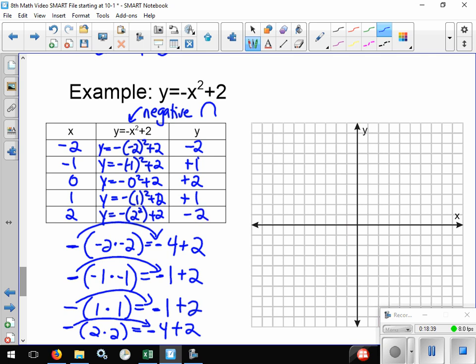And there's that pattern again. So negative 2, positive 1, positive 2, positive 1, negative 2. You can see the pattern in the y. So it tells you we did something right. And now we'll graph it.